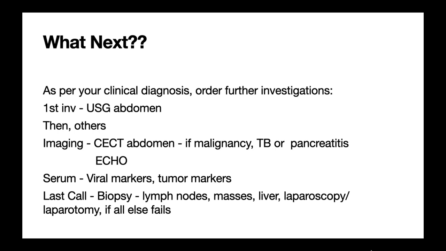Okay? The third commonest cause is malignancy. So cirrhosis and TB, we can easily make out from the history, examination, and ascitic fluid analysis. Maximum, we need an ultrasound after.